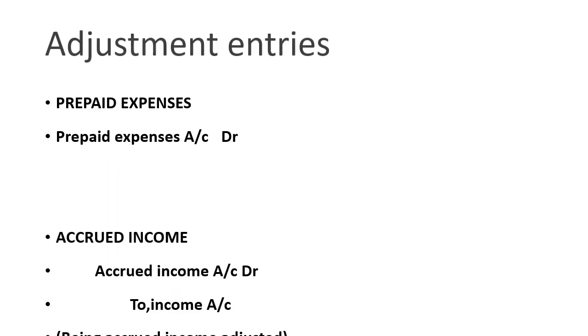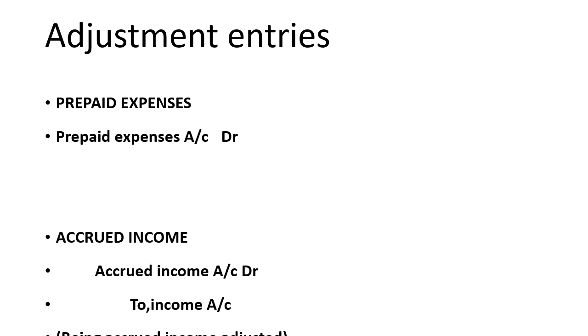Our next adjustment is prepaid expenses. Prepaid expenses means expenses paid in advance for the next year also, which we have to reduce from the expenses, because while preparing the final account we only consider the expenses of the current year. So what will be our journal entry here? Prepaid expenses account debit to expenses account.